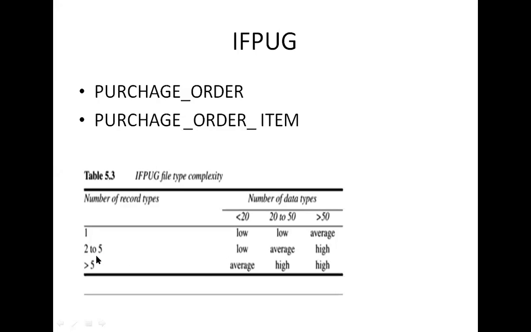So here we have two records, and the number of data types is 3. So 3 plus 3, that is 6, which is less than 20. So we give the IFPUG complexity as low. Clear? Any doubt?